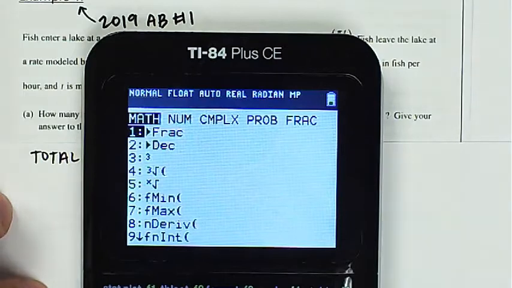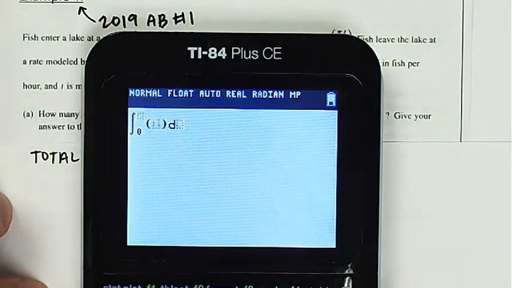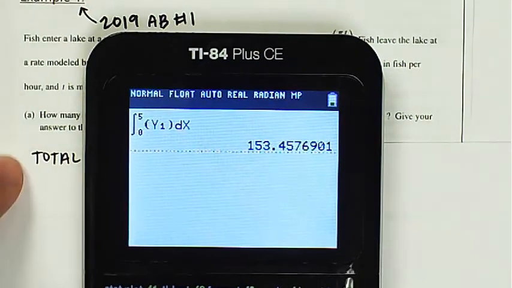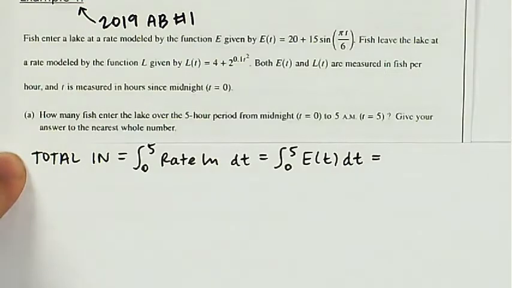Nearest whole fish. Okay, well we can do that. So we're going to integrate by calling our math 9 from 0 to 5. E of t I had stored in y1, so I'll call on that. And I'll get myself 153 fish.